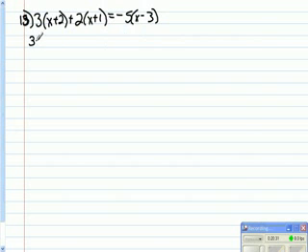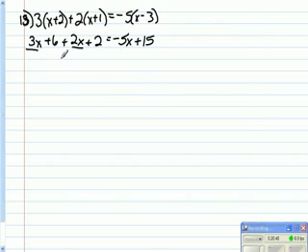Distribute. So 3 times x is 3x. 3 times 2 is 6. 2 times x is 2x. 2 times 1 is 2. Negative 5 times x is negative 5x. Negative 5 times negative 3 is positive 15. Combine my like terms. I have a 2x and a 3x. That's 5x. And I have a 6 and a 2. That's 8.